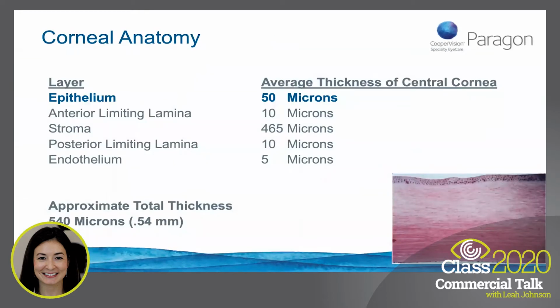Ortho-K lenses reshape the cornea. So let's begin with reviewing corneal anatomy. The cornea is approximately 540 microns in total thickness, but Ortho-K mostly affects the epithelium, only changing about 10 microns of thickness from the center to the mid-periphery.